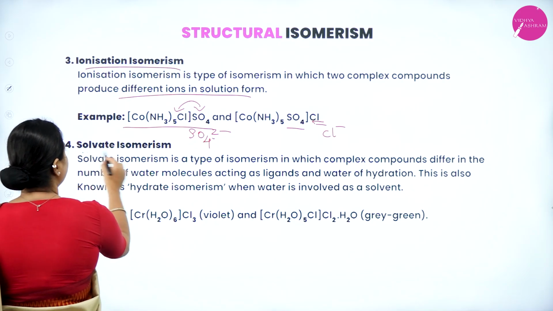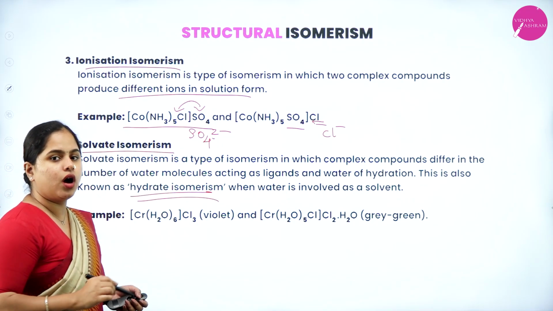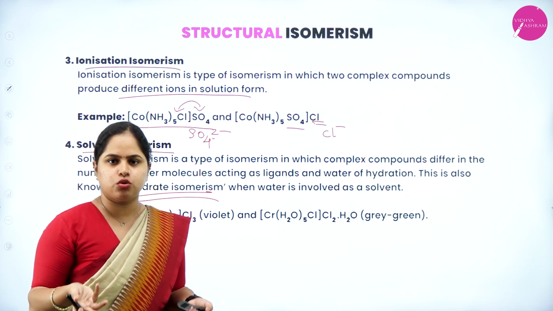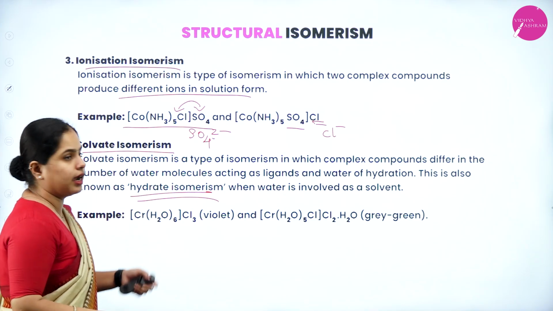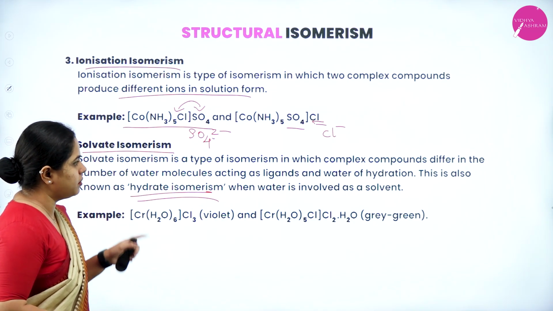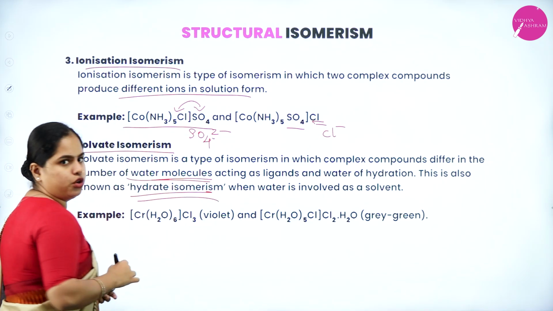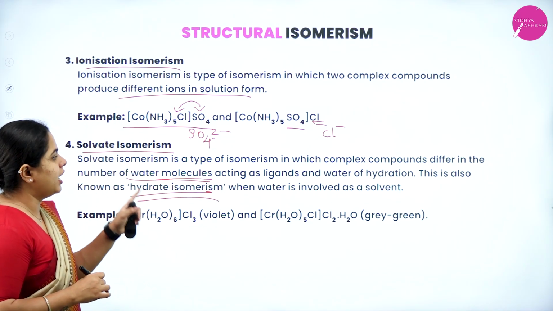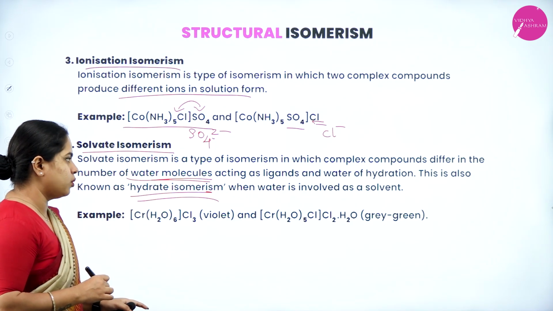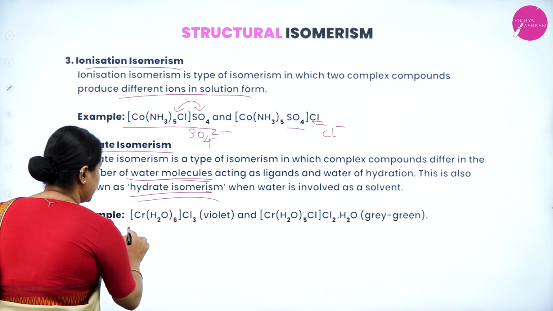The last one is solvate isomerism. It is also called hydrate isomerism. So how do you remember this? Based on the water molecules, H2O or aqua. That is why it is called hydrate isomerism. So let's see. Solvate isomerism is a type of isomerism in which complex compounds differ in the number of water molecules acting as ligands and water of hydration. It is also known as hydrate isomerism when water is involved as a solvent. So let's take an example and understand.